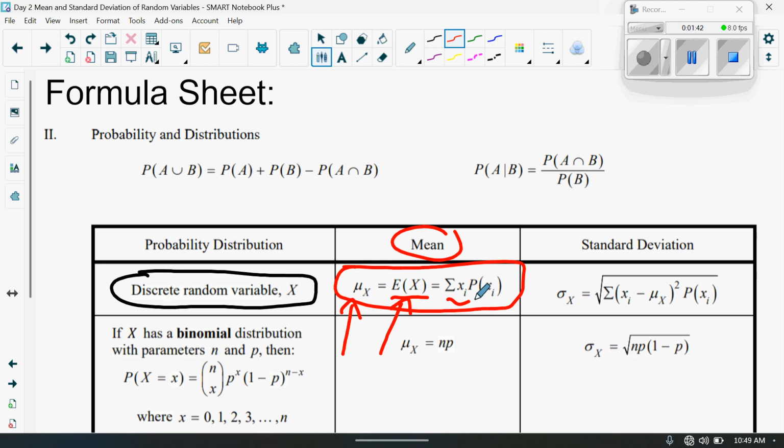And then we have this symbol here. This symbol is called sigma or summation. It's telling us to multiply every X times its respective probabilities, and that sigma means add them all up.